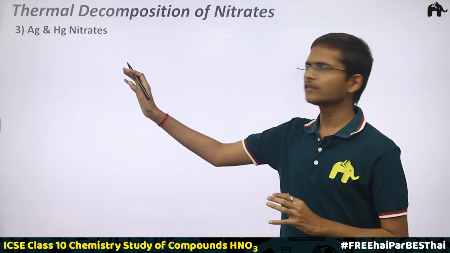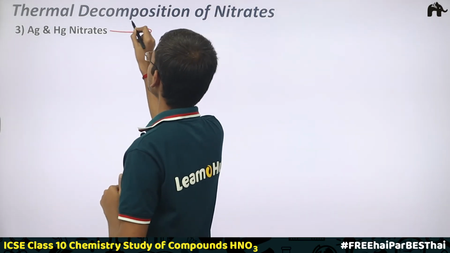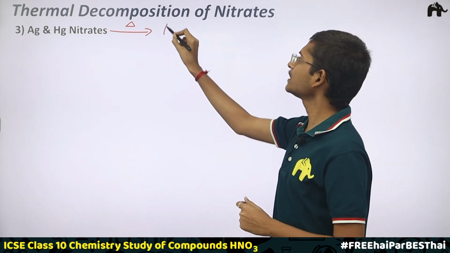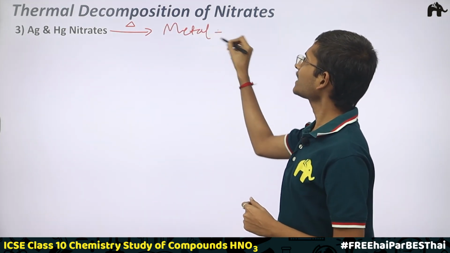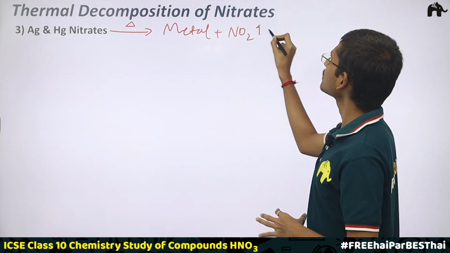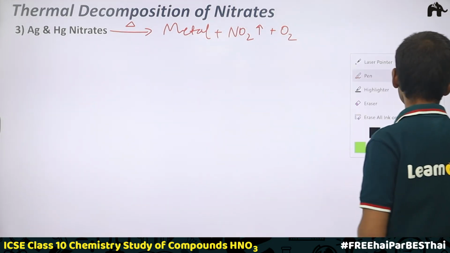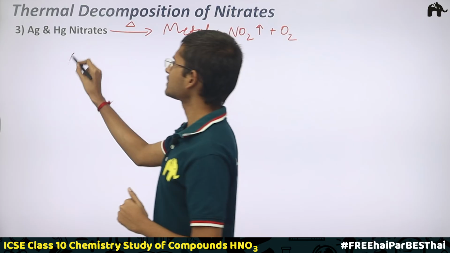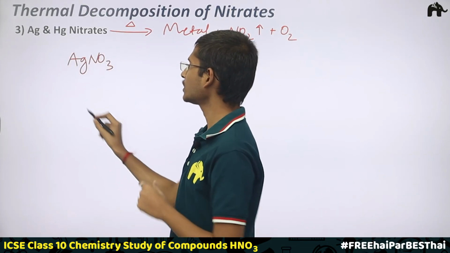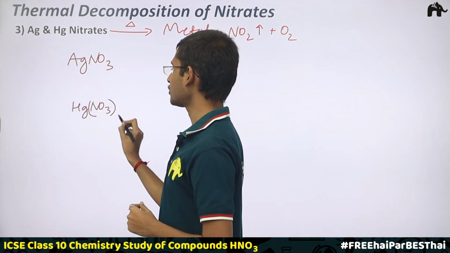Now let's see the decomposition of silver and mercury nitrates. These two nitrates are very cool. Once they decompose, when we are heating them, they would simply give us the metal, and like the previous nitrates, they would give us NO2 and O2. Now you just need to write the reaction, and it's very simple. So I'm taking silver nitrate, AgNO3. Ag is in +1 charge and Hg is in +2, that's why it would be Hg(NO3)2.